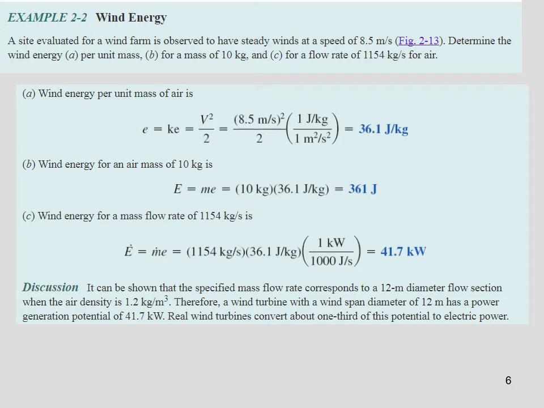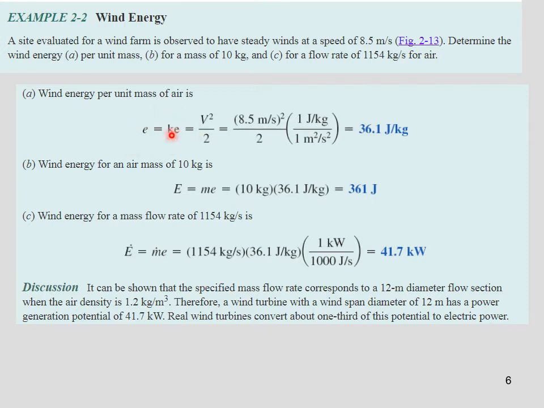So let's take a look at an example. This is example 2.2 out of the textbook. A site is evaluated for a wind farm, observed to have steady winds at a speed of 8.5 meters per second. Determine the wind energy per unit mass for part A, for a mass of 10 kilograms for part B, and for part C for a flow rate of 1,154 kilograms per second of air. So these are just direct applications of the formula.